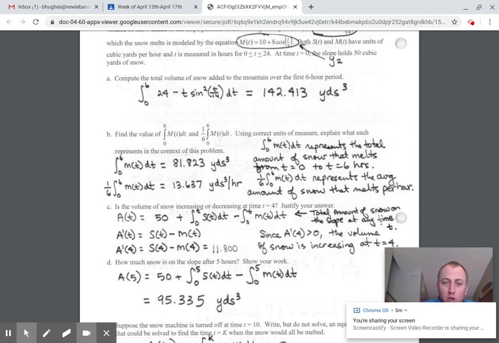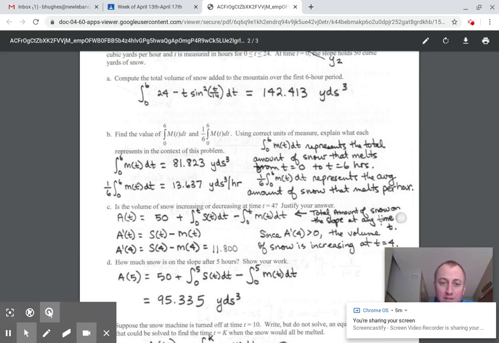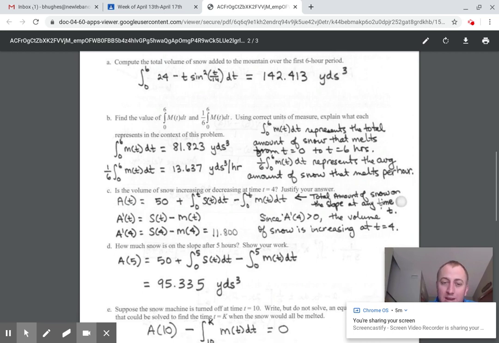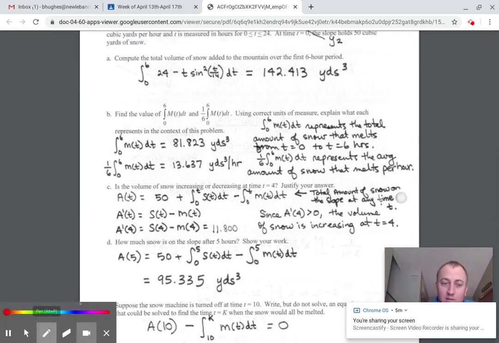C: is the volume of snow increasing or decreasing at t equals 4? So this is talking about a rate. Is my rate of snow increasing or decreasing at t equals 4? I'm going to write an equation that represents the total amount of snow on the ski slope at any given point in time from 0 to 24. I know starting off there's 50, and I know that S of t, I'm adding the snow, and minus m of t, snow is melting.